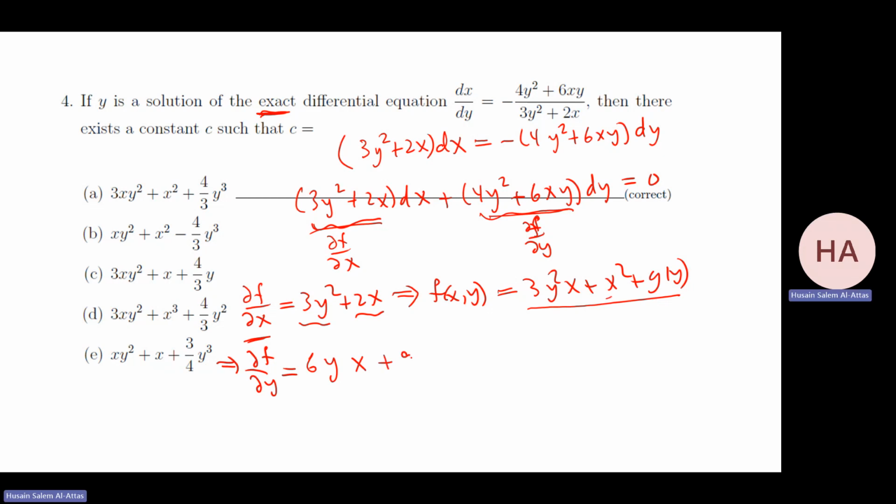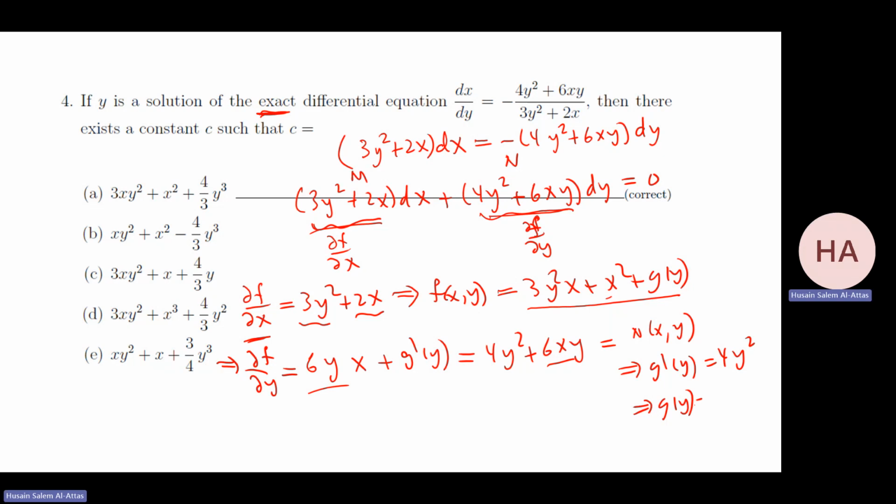x squared gone, plus g prime of y, and that should equal 4y squared plus 6xy, which is N of x and y. You call this M, we call this N. That's it. Now I need to look for g prime of y. These cancel, so I have g prime of y equals 4y squared. So g of y, integrating this, is 4 over 3 y cubed.